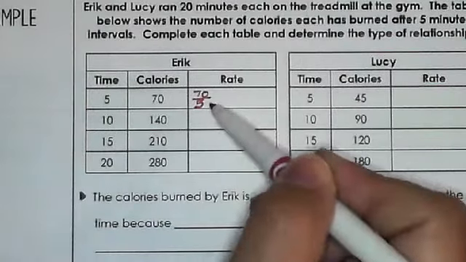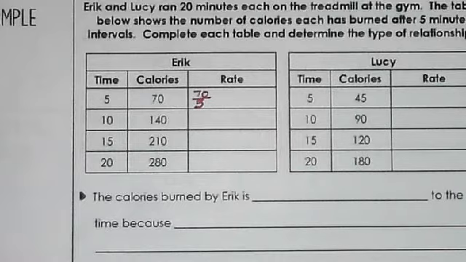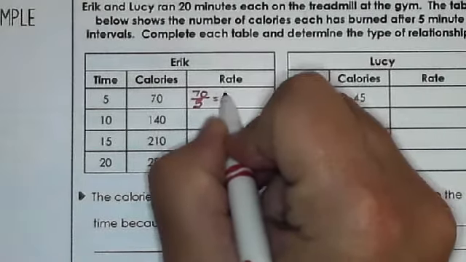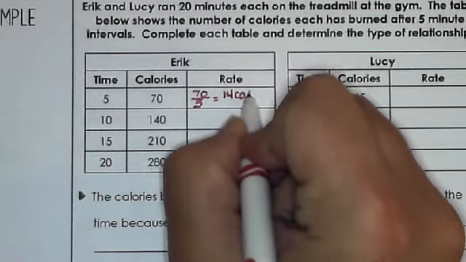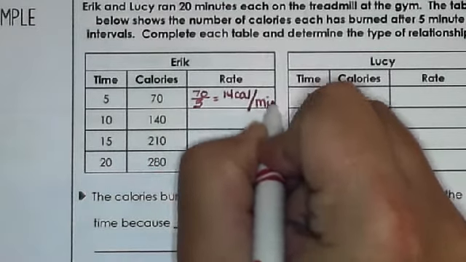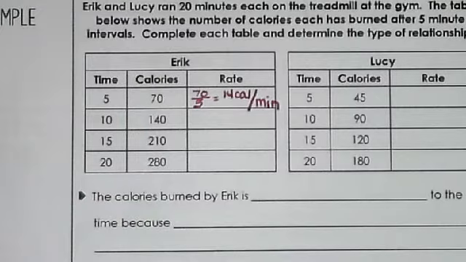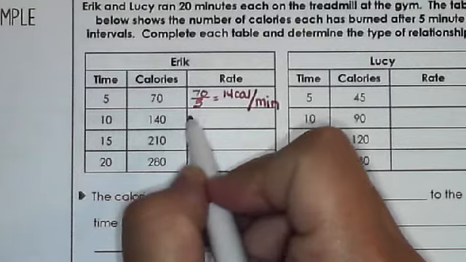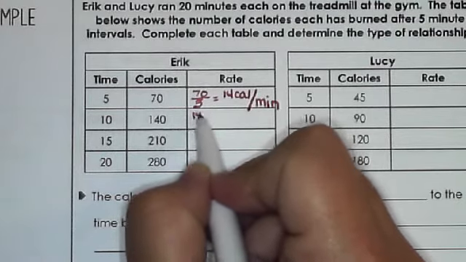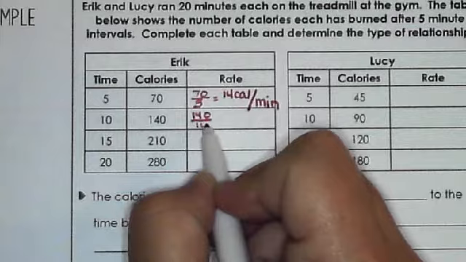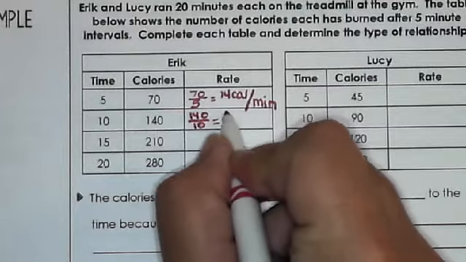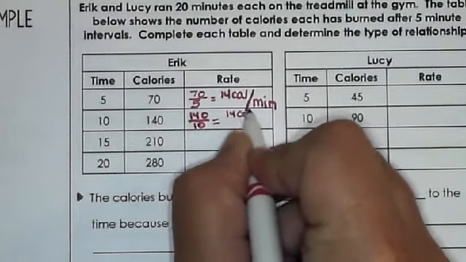So 70 over 5, or 70 divided by 5. I don't have my calculator up here, so somebody divide that or use your mental math. 14 calories per minute. Let's set up the second one. Again, calories per minute tells us that calories goes in the numerator, minutes goes in the denominator. 140 divided by 10 is what? 14, and then it's calories per minute.